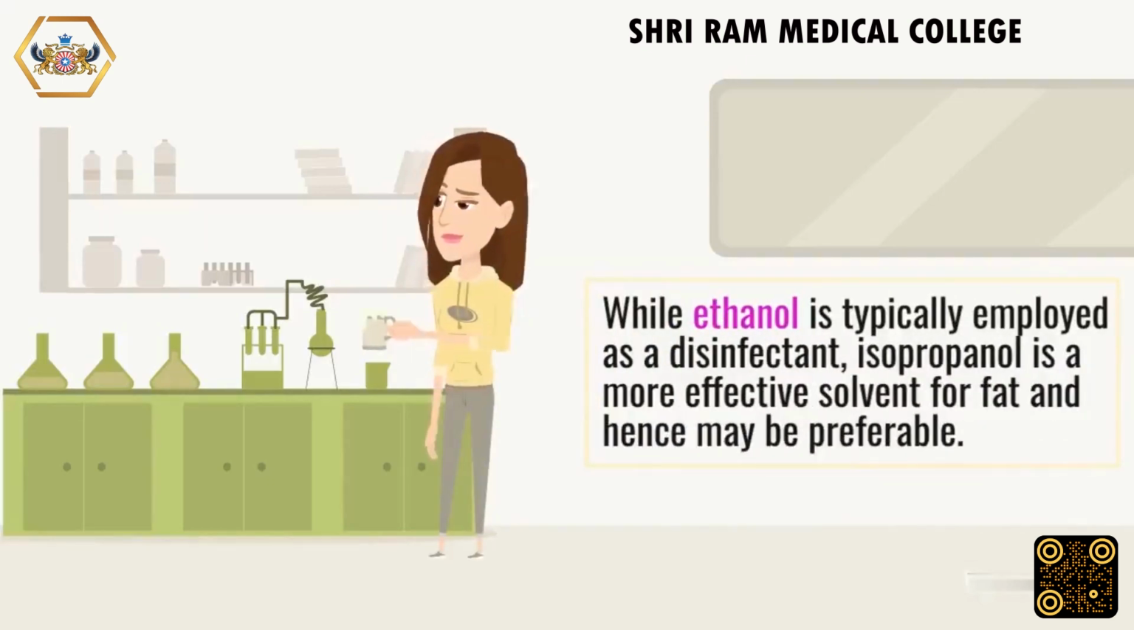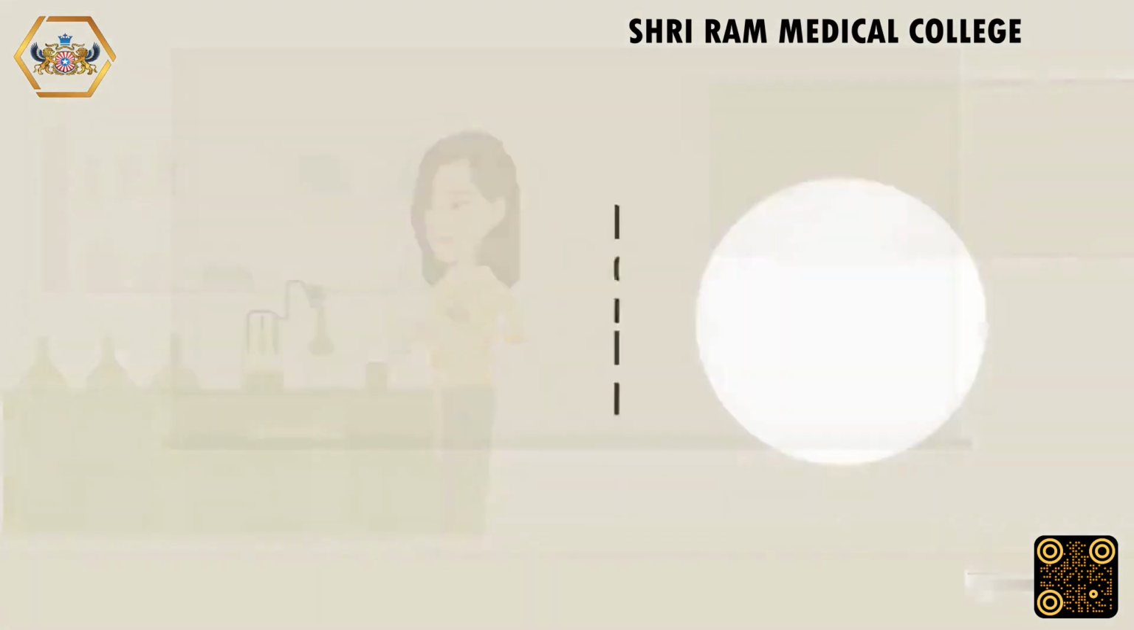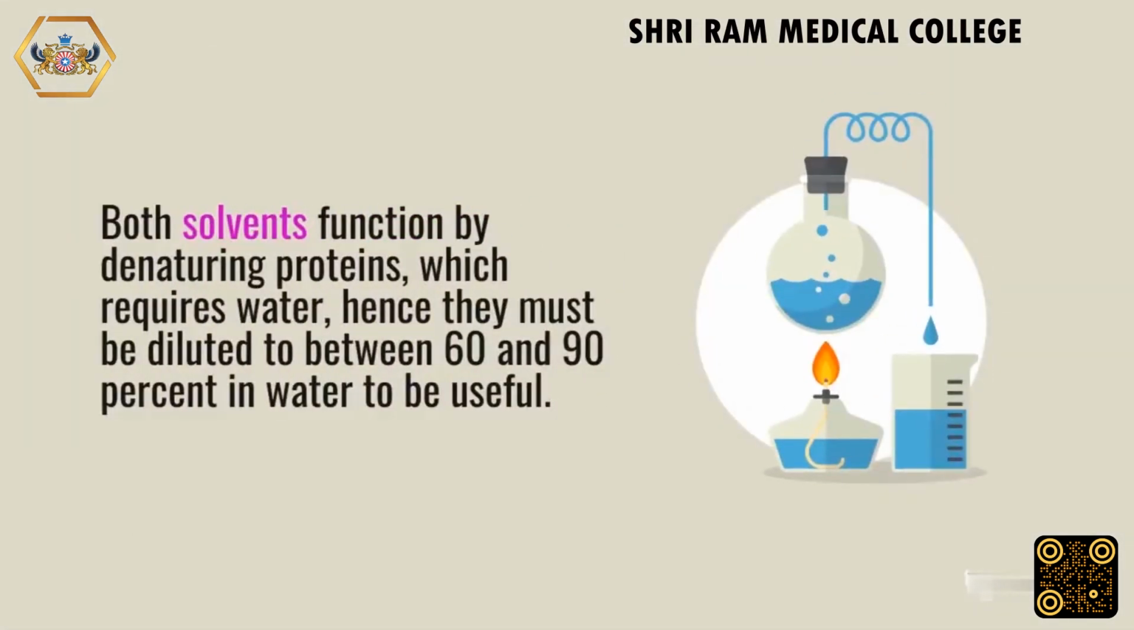While ethanol is typically employed as a disinfectant, isopropanol is a more effective solvent for fat and hence may be preferable. Both solvents function by denaturing proteins, which requires water, hence they must be diluted to between 60 and 90% in water to be useful.